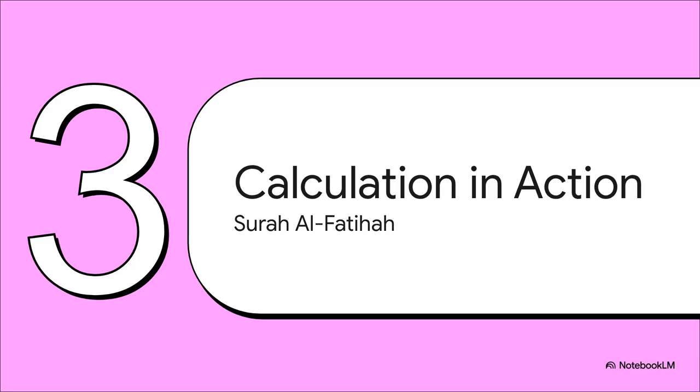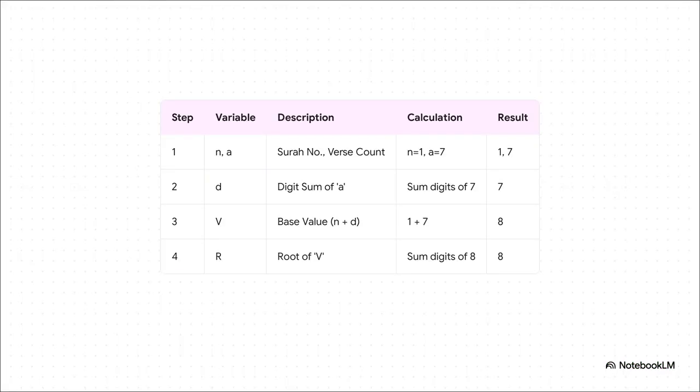Theory is one thing, but let's actually see how this works in practice. We're going to apply these 4 steps to the very first chapter of the Quran, Surah Al-Fatiha, to make it super clear. All right, let's do this together with Surah Al-Fatiha. So the chapter number N is 1. It has 7 verses, so A is 7. For step 2, the sum of the digits of A is, well, it's just 7, so D is 7. For the base value V, we add N plus D, so that's 1 plus 7, which gives us 8. And since 8 is already a single digit, that's our final root, R. The final result is 8. See? Simple, transparent, and anyone can do it.